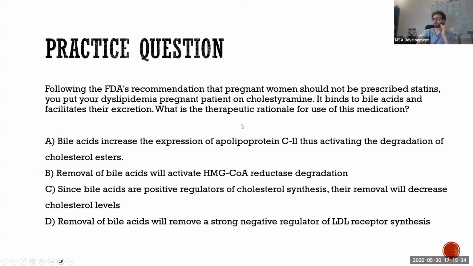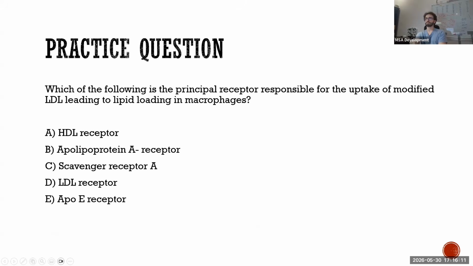Okay, what is the therapeutic rationale for using cholestyramine? We talked about it. Cholestyramine binds to bile acids and prevents their reabsorption. And if it prevents their reabsorption, what will this mean? No more cholesterol will be lost and degraded into bile acids. This means we will have a lot more LDL receptors to take up cholesterol because cholesterol is becoming low. For the removal of the bile acids will remove the negative regulator of LDL receptor synthesis. And I know the wording of this question is a bit weird, but I'm sure you guys understand the concept.